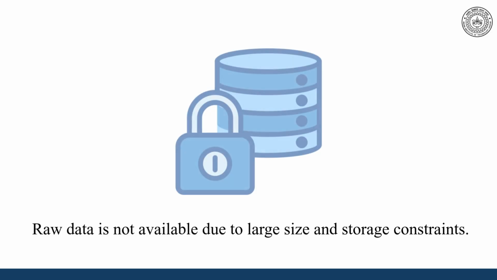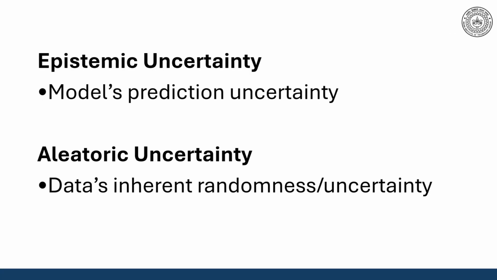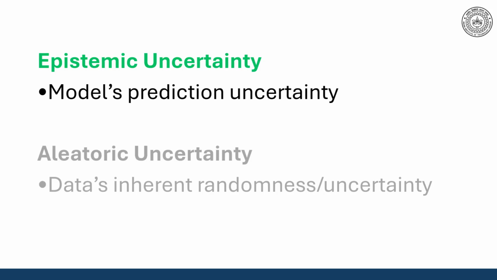When the original raw data is unavailable due to its large size and storage constraints, we cannot directly compute reconstruction error. In such cases, uncertainty quantification becomes essential to assess the reliability of the model's predictions. There are two types of uncertainty: epistemic uncertainty, which reflects model uncertainty, and aleatoric uncertainty, which captures inherent noise in the data. So far, most existing approaches focus mainly on epistemic uncertainty, while data-level uncertainty remains largely unexplored.